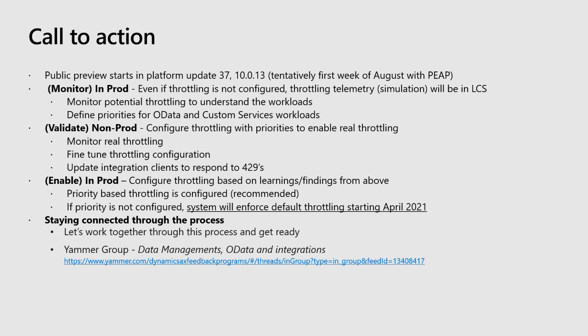So the request is, the plan is, for all of us to start playing with this as soon as it is available, starting PU37, and learn and understand how it is happening, and also give us feedback. We want to take the time between now and April to learn from all of your experiences, and if there is anything that is a real issue, we really want to know about it so we can address it, so that by the time April comes, we have all gone through that process, nothing is surprising, and throttling can be enabled in a smooth fashion.